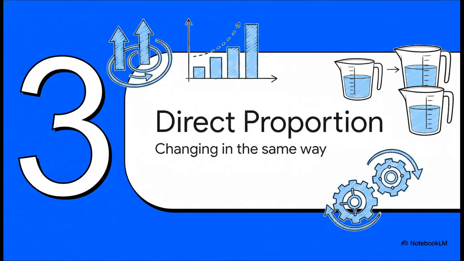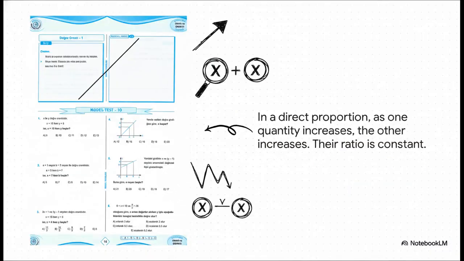All right, let's jump into our first type of problem. This is probably the one we use most often: direct proportion. It's pretty intuitive. It's just when two things increase or decrease together at the same rate. The textbook calls this doğru orantı, and you can see it right there in the graph. It's a perfect straight line. More of X means more of Y.